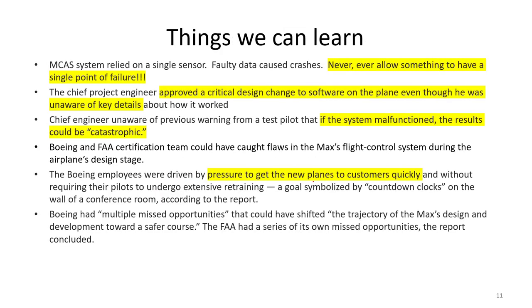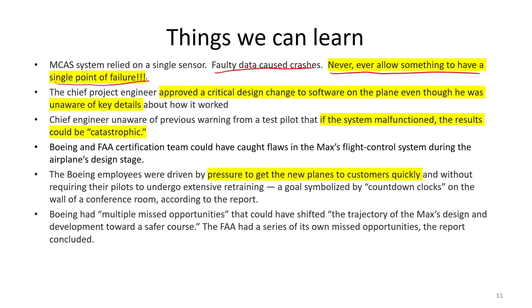So what can we learn from this whole process? Well, the MCAS system relied on a single sensor, a single data point. And that faulty data from the sensor likely caused 2 plane crashes and over 300 people to lose their lives. So a really big important lesson we can learn is to never ever allow something to have a single point of failure. We don't want to rely on just one sensor or just one data point. As much as possible, we need to have redundant sensors and multiple data points to guide our decisions.